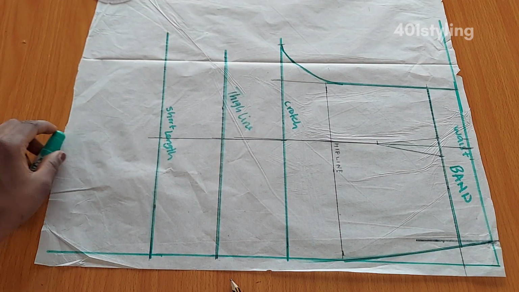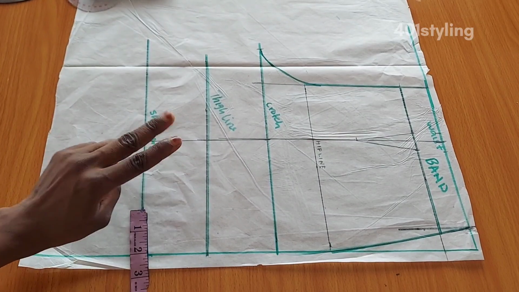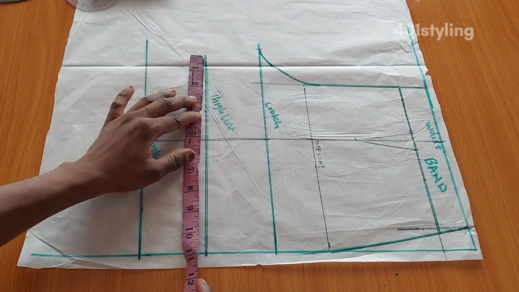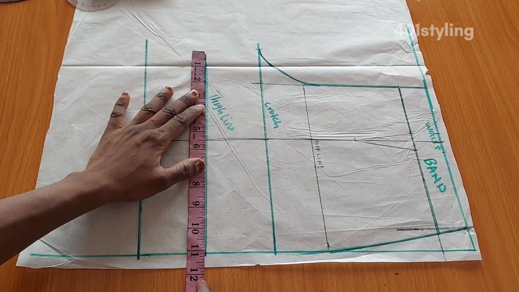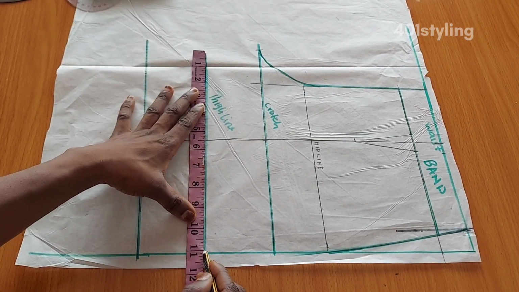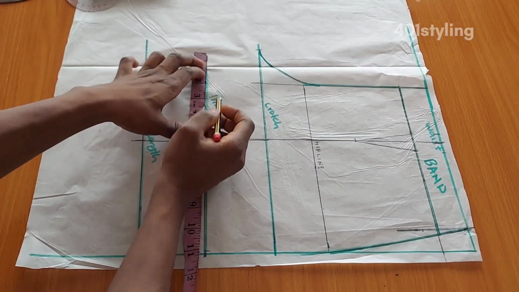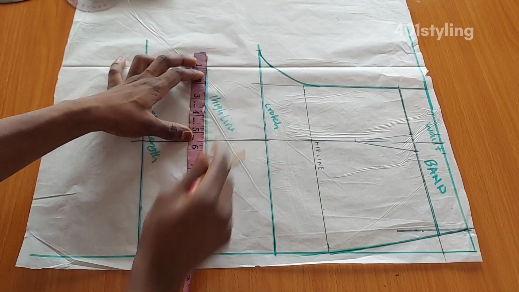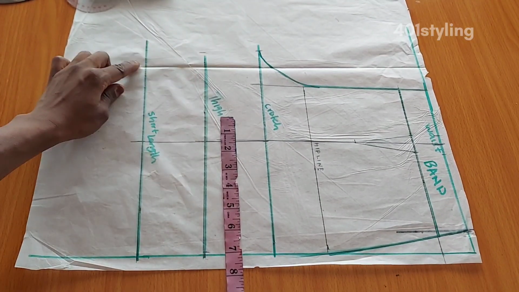So the next thing we want to do now is to take our thigh circumference. We're going to divide your thigh circumference into 2, and whatever you get, we're going to divide into 2 again. Here I'm working with 22 inches. That's 11 inches, and I'm going to be marking 5.5 inches on both sides of the crease line.